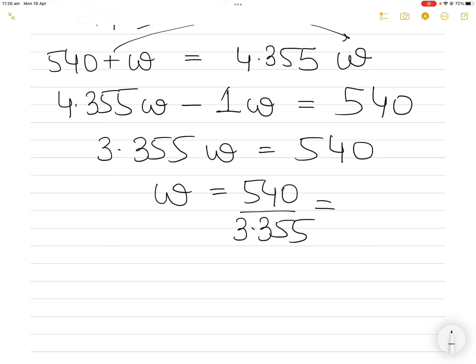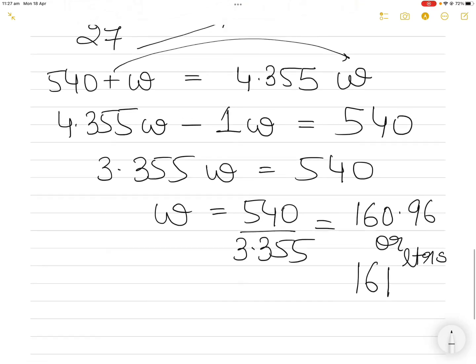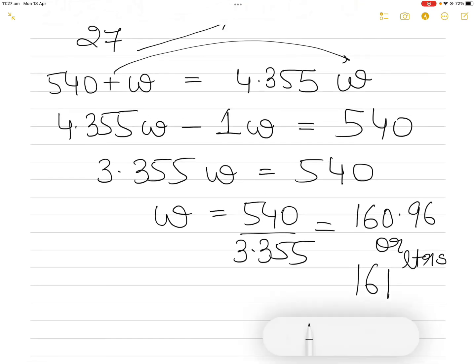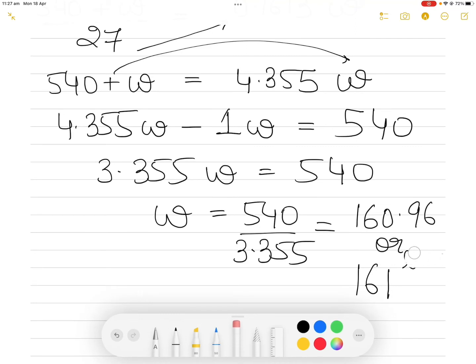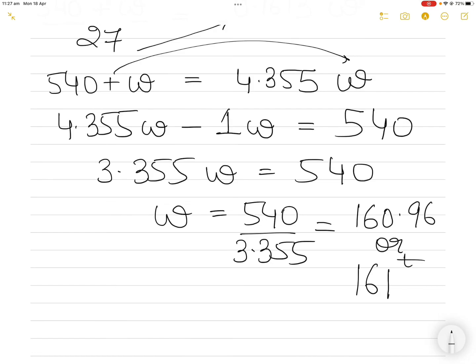3.355. The answer better be right, otherwise I am in trouble. So we have 540 divided by 3.355 is 160.96, or I think in your books it's 161. So let's call this 161 tons of water, not liters, that will be pumped. I'm calling it liters, maybe I am recalling the answer from the book. So I will call it 161 tons of water.